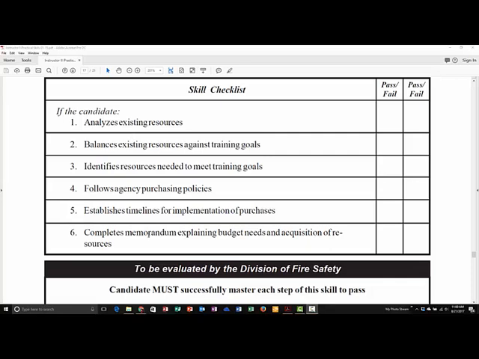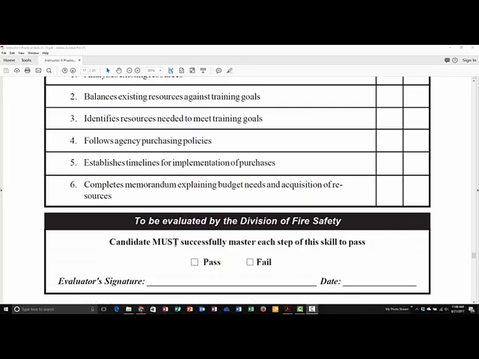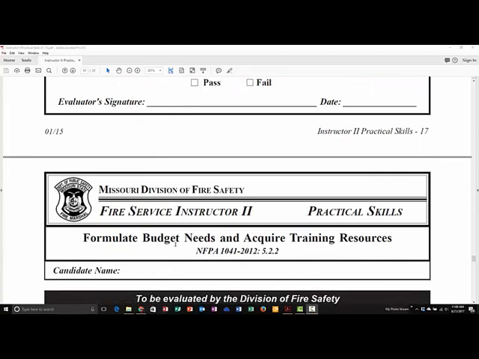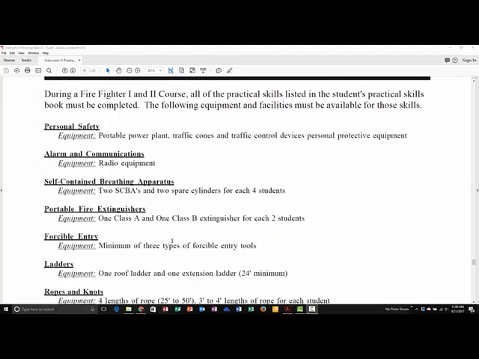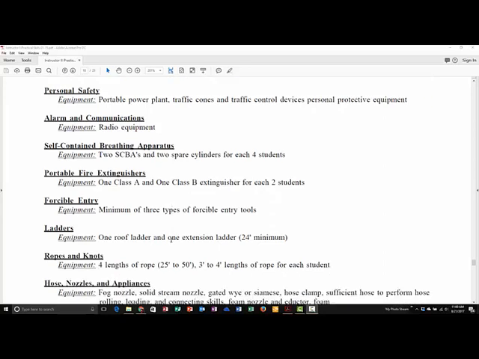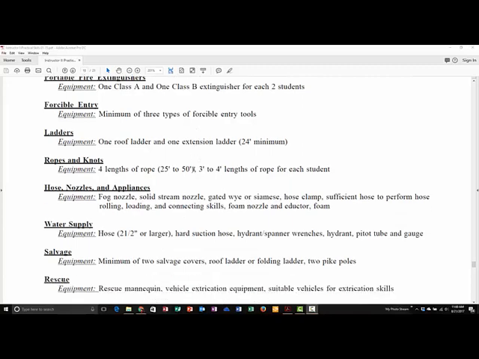Make sure that you look at these skill steps. The division again is going to evaluate this one. And here is that list of all the things required. Maybe your training unit only has one portable power plant. If you have very many students in class and you only have one portable power plant, that's going to take you all day to get through that one skill. So maybe you want to write one up for a power plant or something like that.